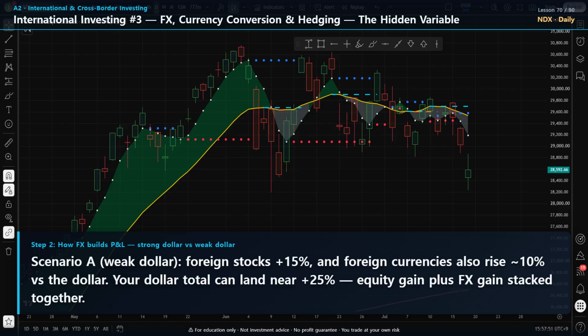Your dollar total can land near plus 25%, equity gain plus FX gain stacked together.